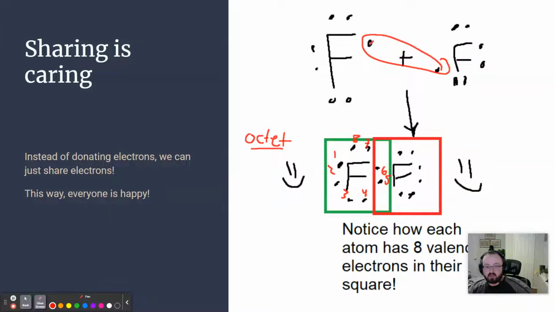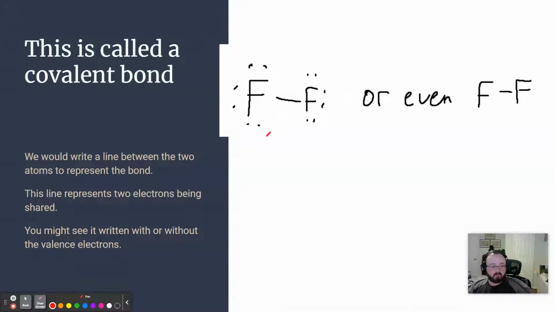Alright, so fluorine has 7 here. It's basically sharing this electron, and this fluorine is sharing this electron. And that's how we get to 8 each. So we draw this out with just a line in between. This line is 2 electrons, 1 from each atom. So this line is what we're going to call our bond. This is our covalent bond, and it represents 2 electrons. So every line that you see between atoms is 2 electrons, 1 from each atom.